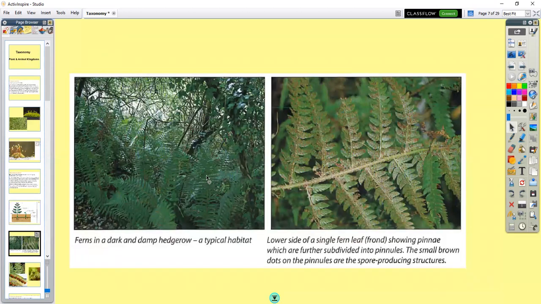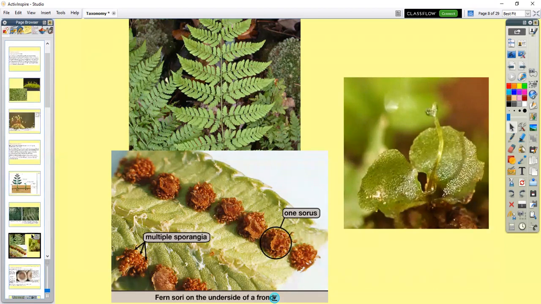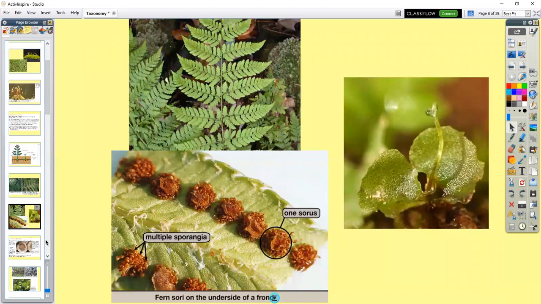Here you can see as well, there's your typical ferns that you'd see, again, grow in a reasonably damp habitat. They have these little fronds underneath, which are their spore-producing structures, which you can see here, and that's how they reproduce. So there's your pinna on your sort of fronds or leaves there as well.